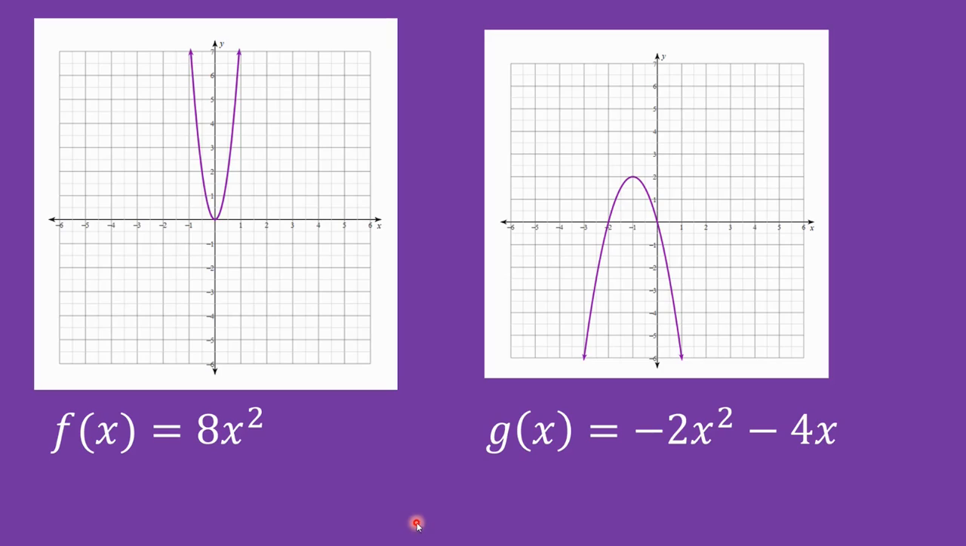So let's look at two more. These are ones that we just saw before. So 8x squared is a regular U shape. This one is an upside down U shape. Do you have a guess as to what it is that makes it regular or upside down?